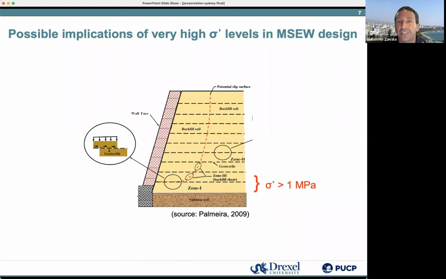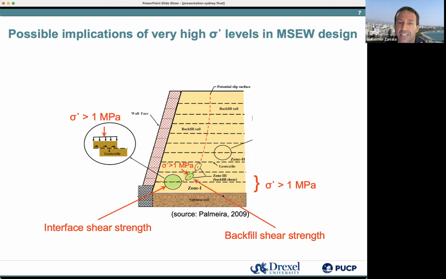The possible implications of these high normal stress levels are especially relevant at the bottom zones, where we reach normal stresses of more than 1 MPa. First of all, we're going to focus on two zones: a zone where there's the interface shear strength between geogrid and backfill, and then a second zone where it's just backfill against backfill, so just regular shear strength.